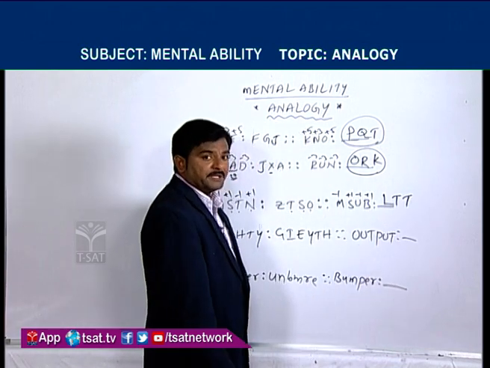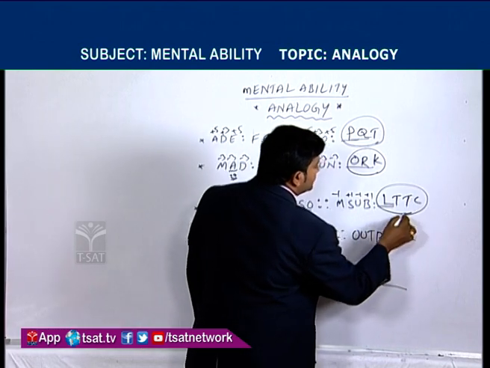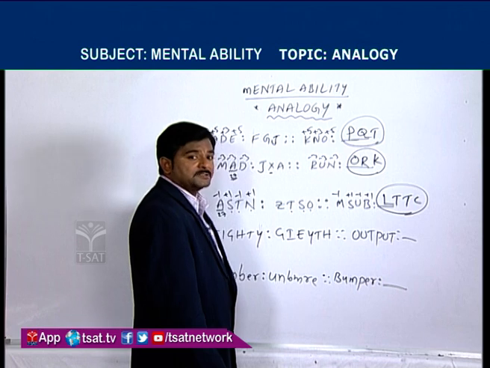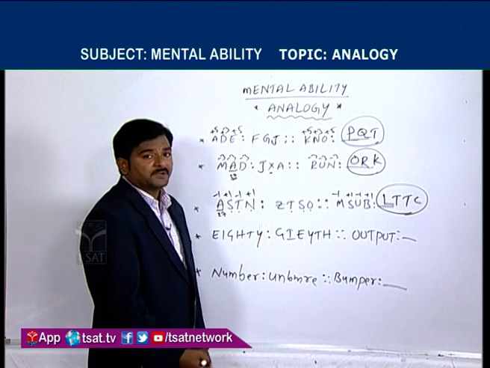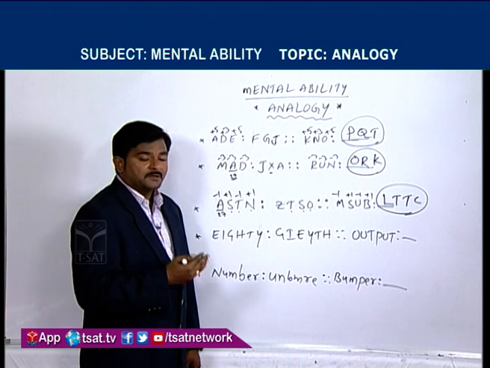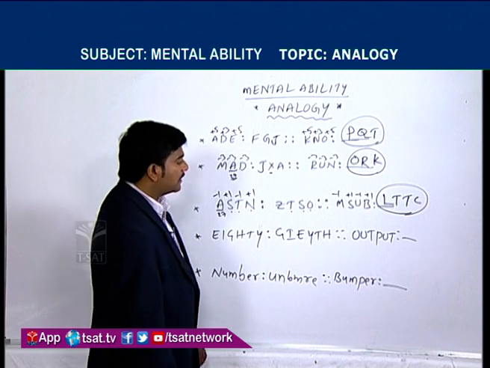Similarly, B. B means 2. 2 plus 1 means 3. 3 means we are getting C. Hence, the answer is L, T, T, C. It is very clear. The concept involved in this question is minus 1, plus 1, minus 1, plus 1 and so on. Okay. I hope you understood that.